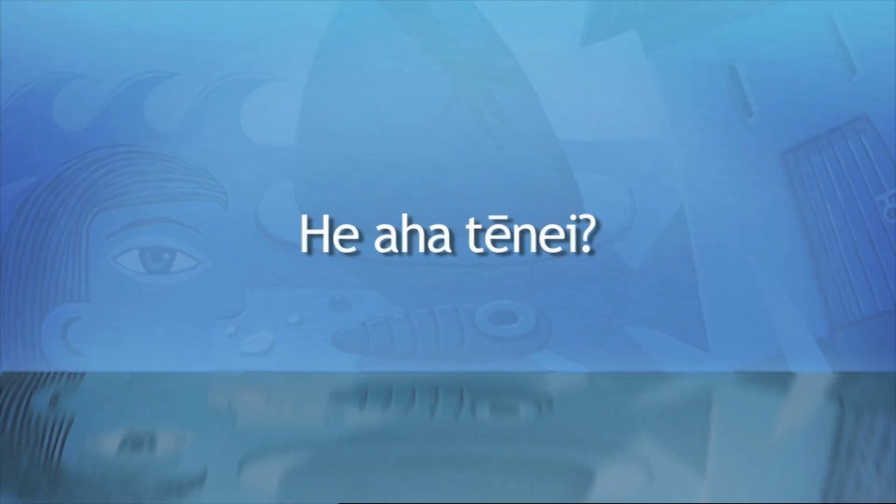The first part of the question is made up of he aha. This is a question pattern which means what is, what are, what was, and what were. He aha tēnei. The second part of the question is tēnei, which means this, and indicates that there is only one item, and the position of the item is near the speaker.